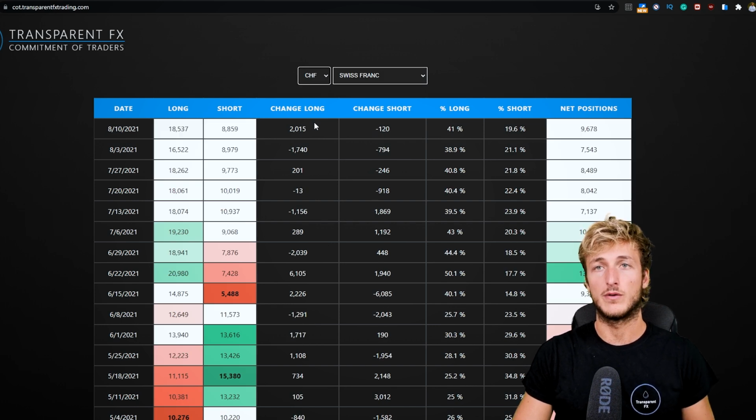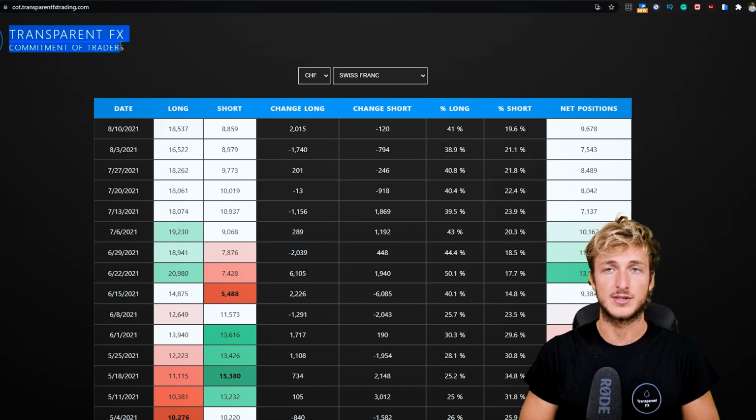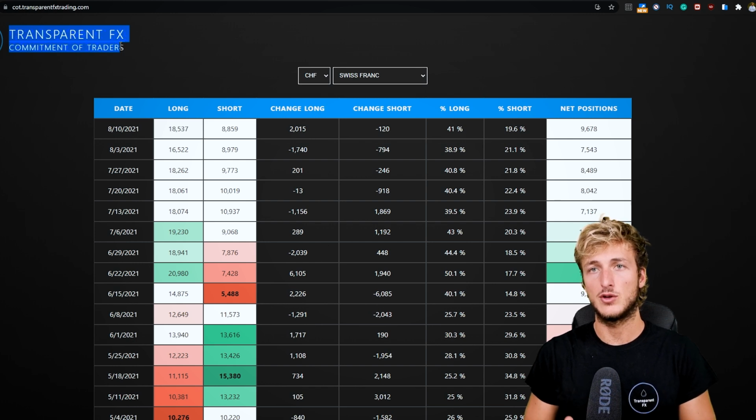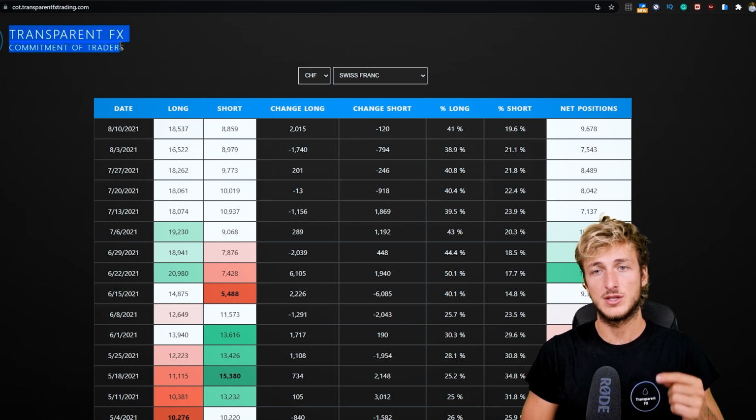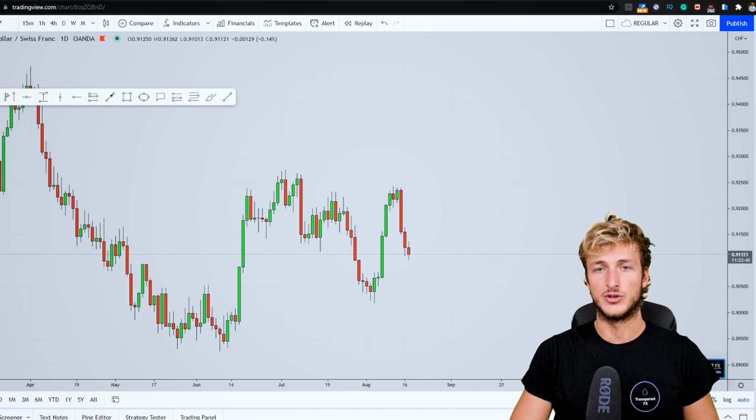So commitment of traders, which is basically what hedge funds and the biggest speculators in the market are doing, so the big players in the market. And by the end of the video, by using the combination of these two different types of analysis, we will try to understand where we have the highest probabilities for a potential move here on the pair.